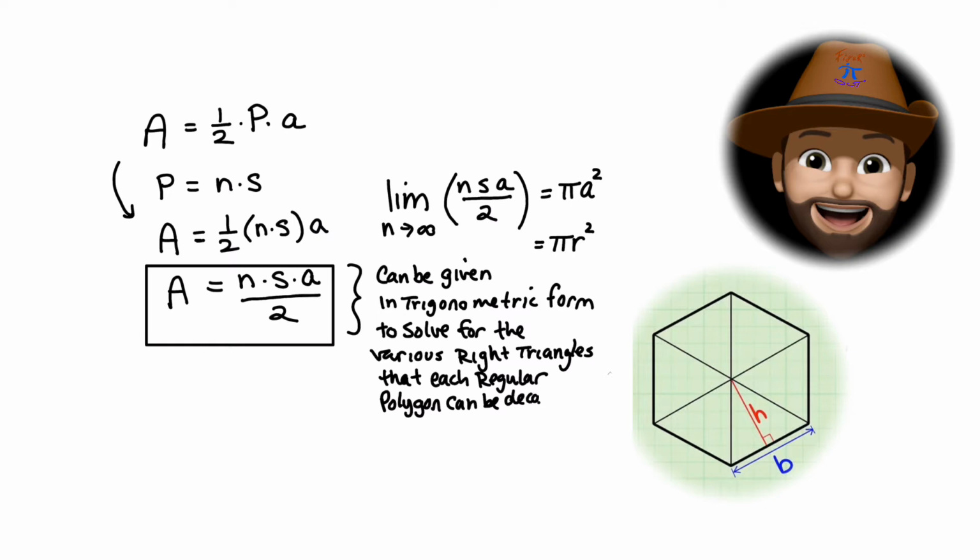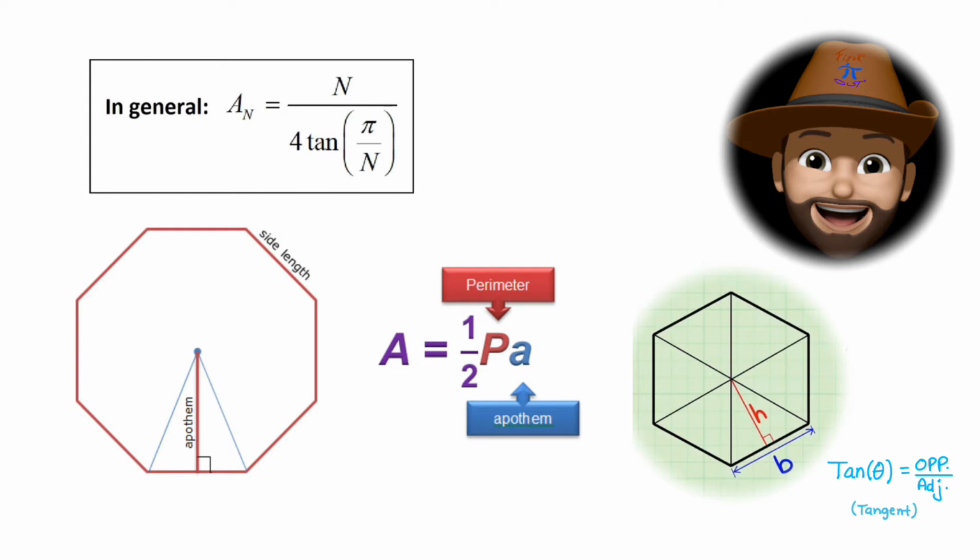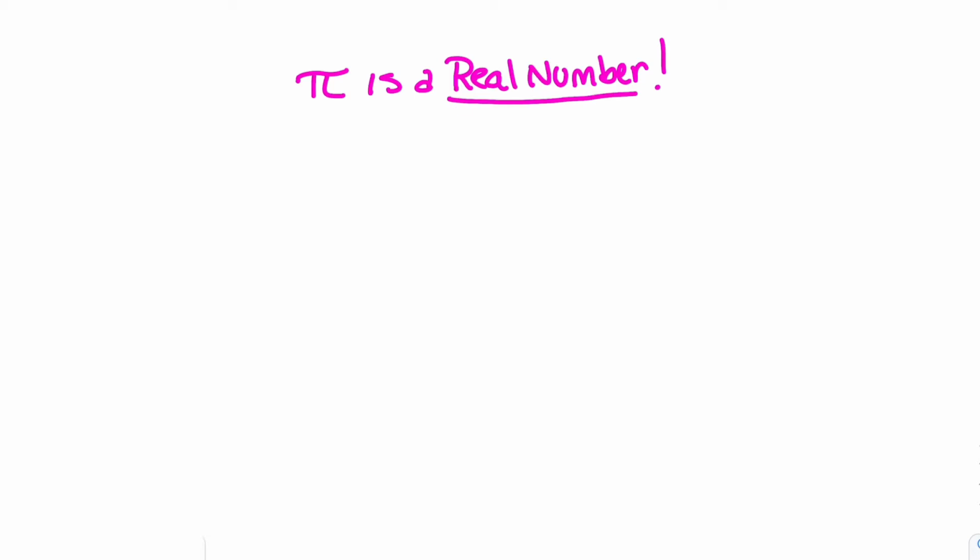So there's another formula for the area of a regular polygon involving trigonometry, which becomes very useful. And here it is: n, the number of sides, divided by 4 times the tangent of pi divided by n. So that formula becomes very useful if you have a very large regular polygon.